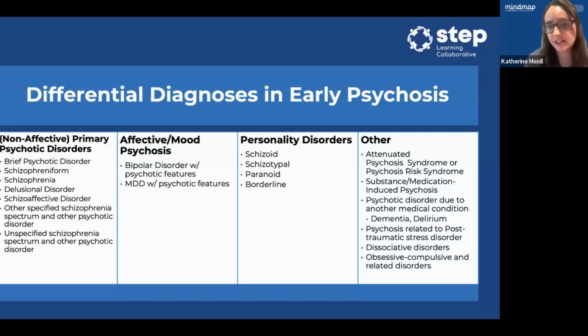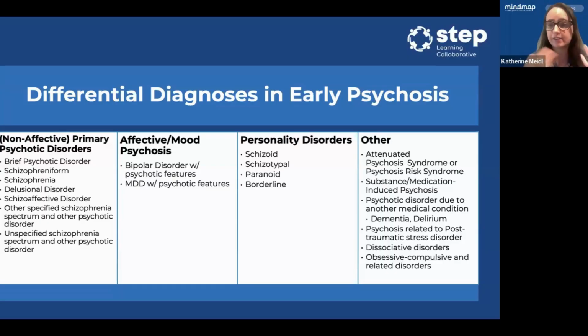There's substance and medication-induced psychosis, which we'll talk about a little bit more on another slide. And then there are psychotic disorders or psychotic episodes that can be a part of other medical conditions. Examples of these are things like dementias or delirium. So you can have psychotic symptoms and episodes associated with these, and we'll talk more about this on another slide as well.